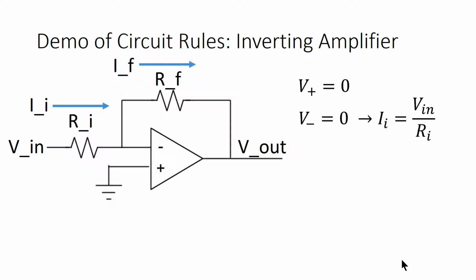And if the voltage at V minus is 0, then the current through Ri has to be V in over Ri because the voltage difference across it is V in. Because no current goes into the op-amp, we know that all of the current in Ri has to wind up in Rf by KCL at the V minus node.